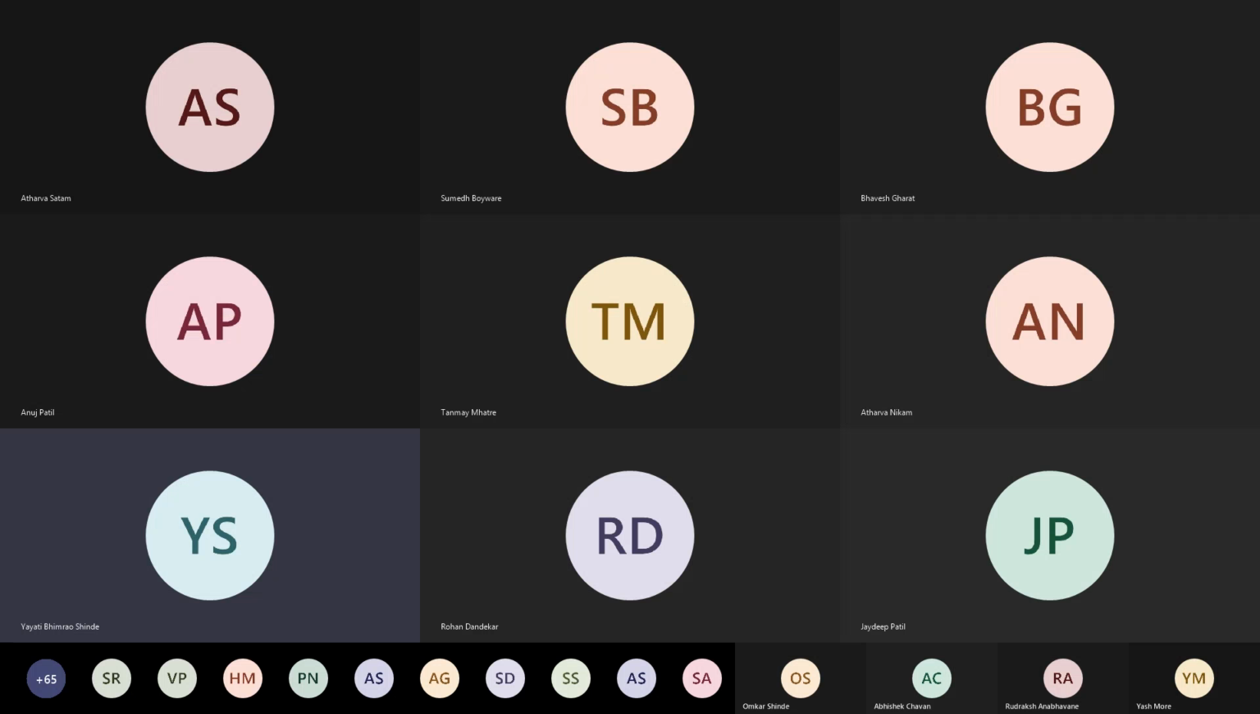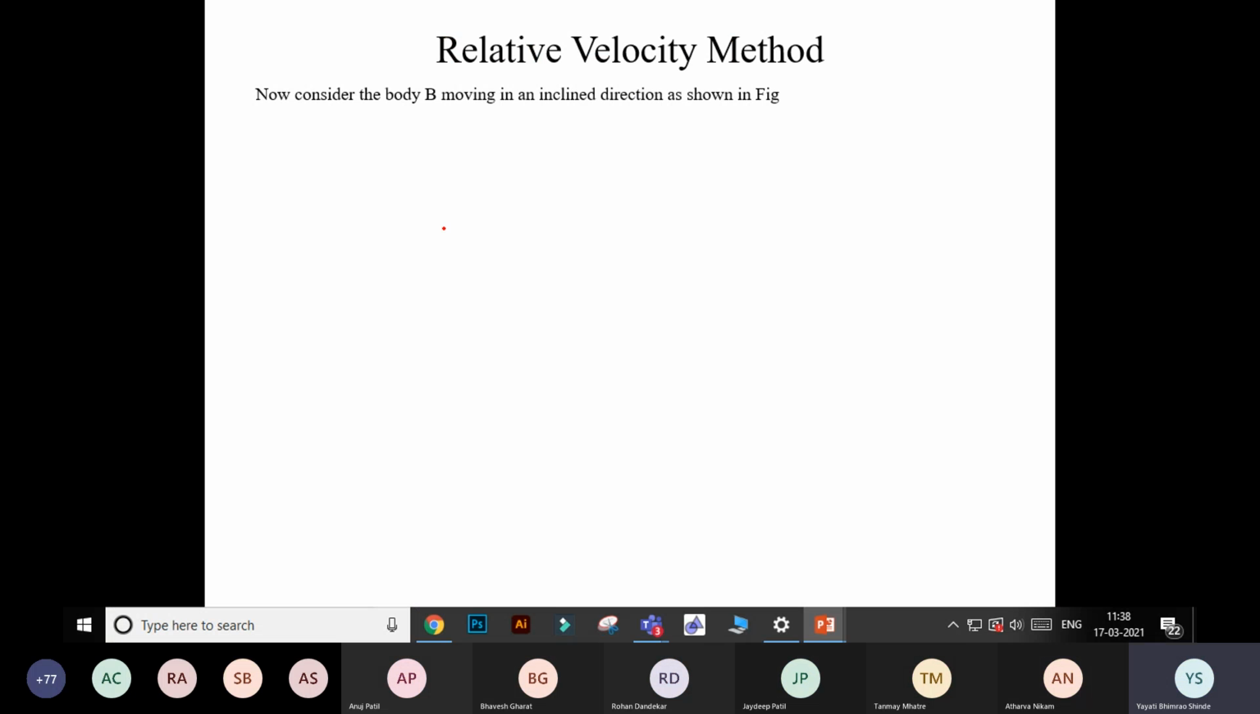The body B is moving in an inclined direction as shown in the figure. Now see the figure. In that case, the velocity of A is again the same, 4 meter per second. Its direction and magnitude are given here. And the velocity of B is given in the inclined direction shown in the figure. Now suppose it is 10 meter per second. Both the velocities A and B are given in magnitude and direction.